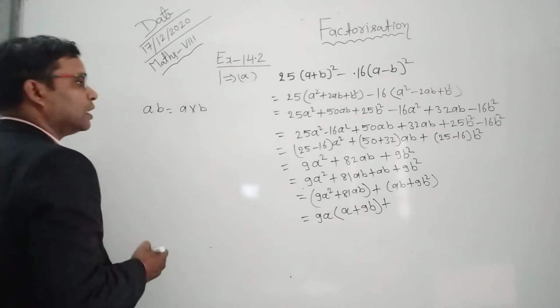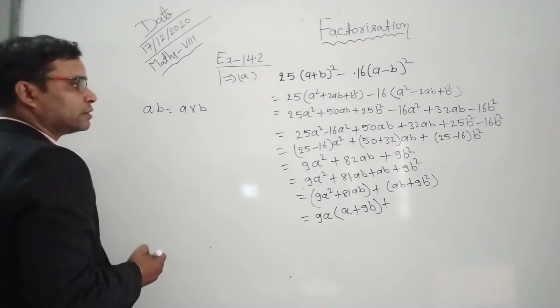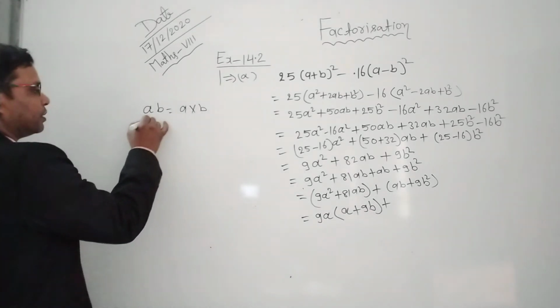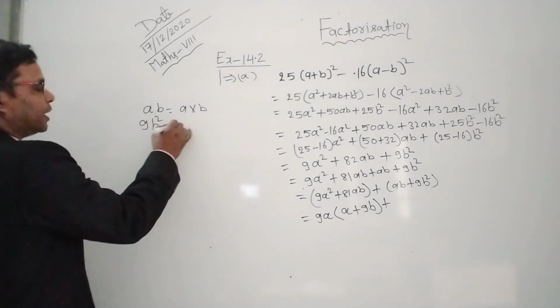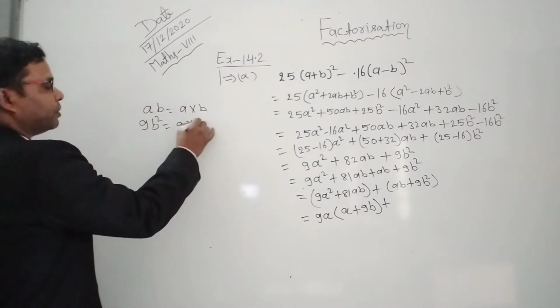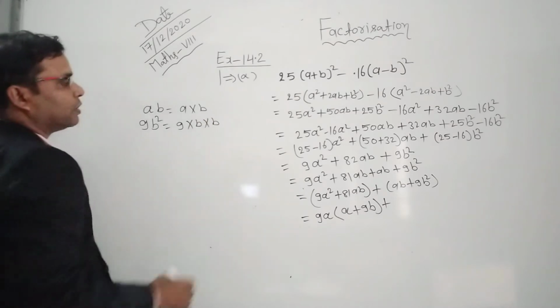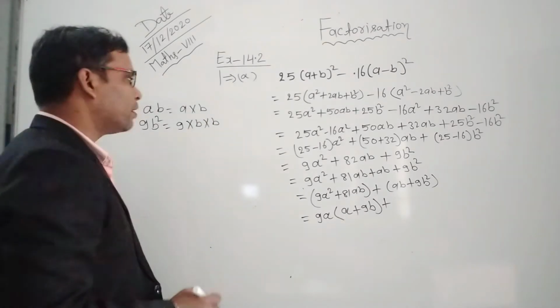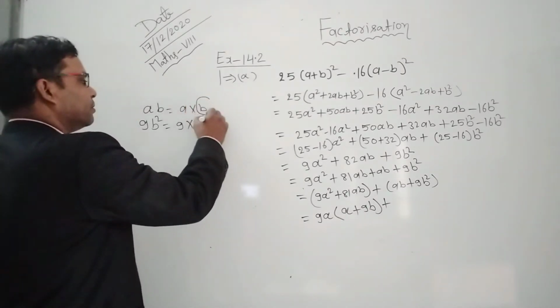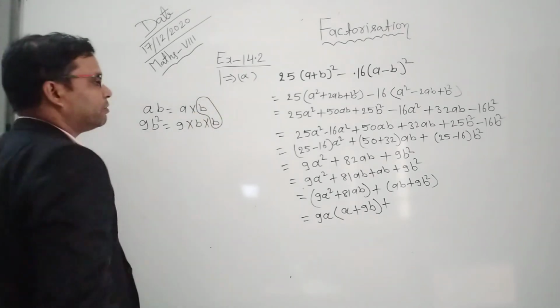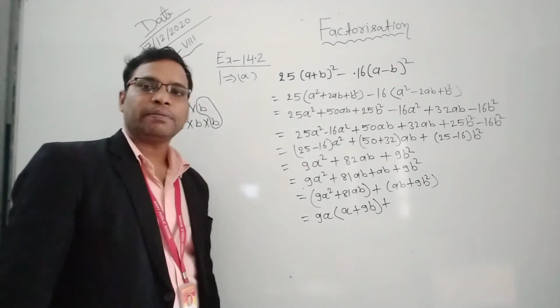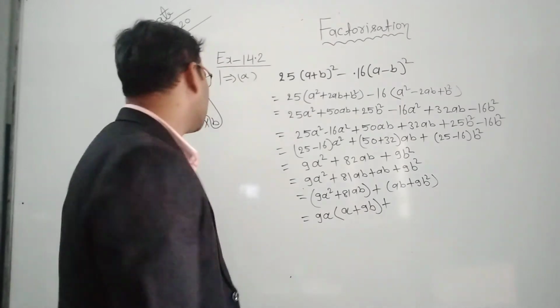Now the second is 9B square. 9B square is what? 9B square is 9 into B into B. Clear? 9 into B into B. So here you can see in both terms B is common between them. What is common between them? B is common between them.